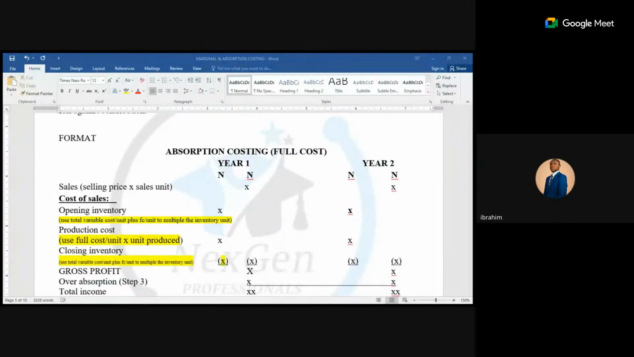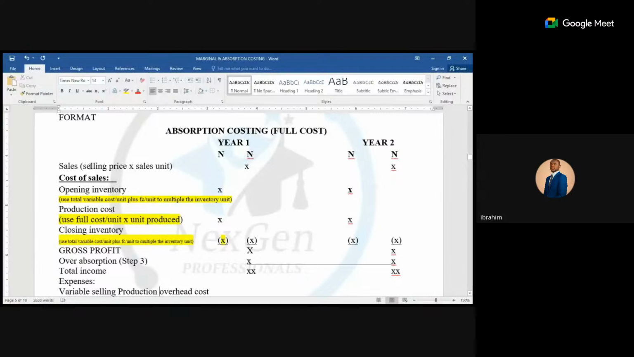Now, this is the format, just like the way we did marginal costing. Now, maybe you have selling price per unit. I assume we have year one and year two. Let's quickly run through year one first. The selling price per unit times the sales per unit, right? Times the sales per unit.